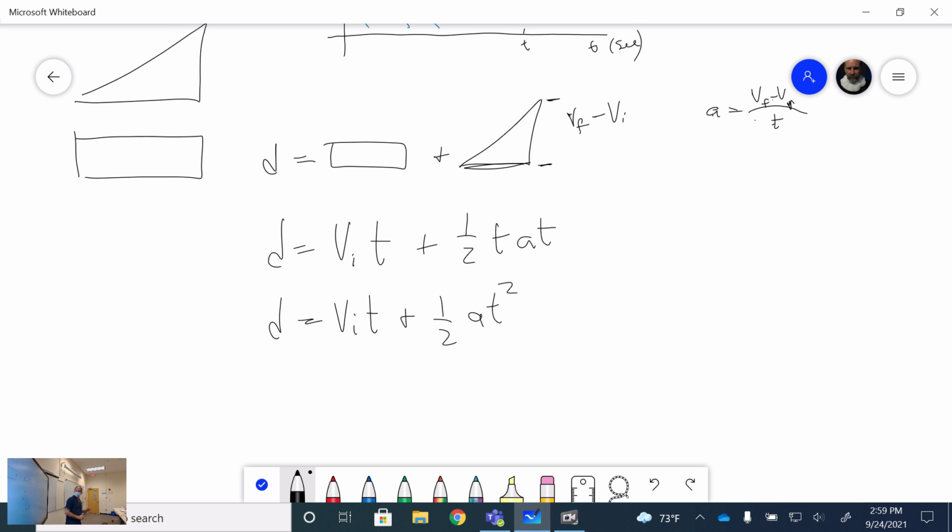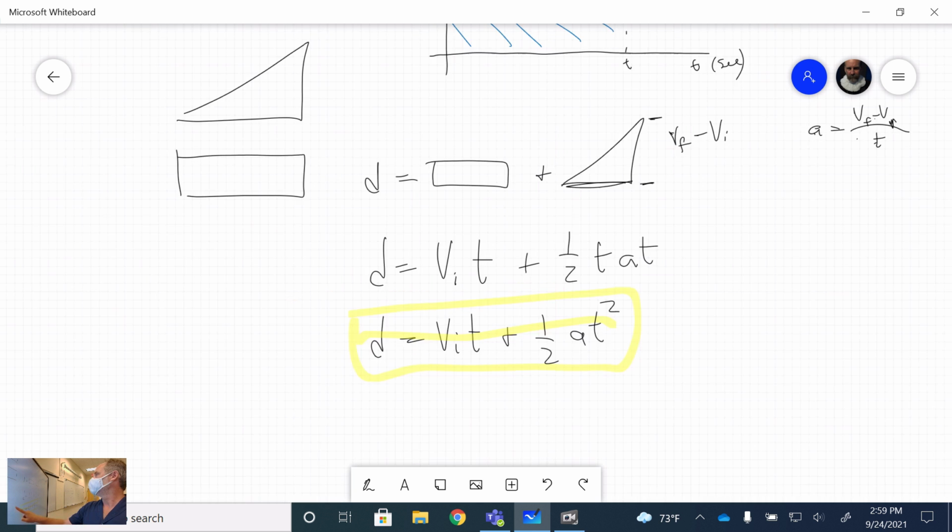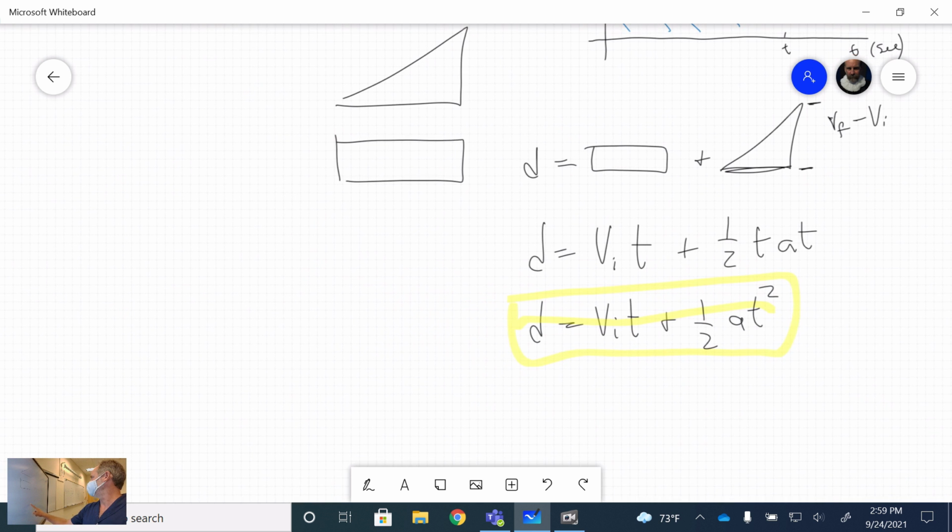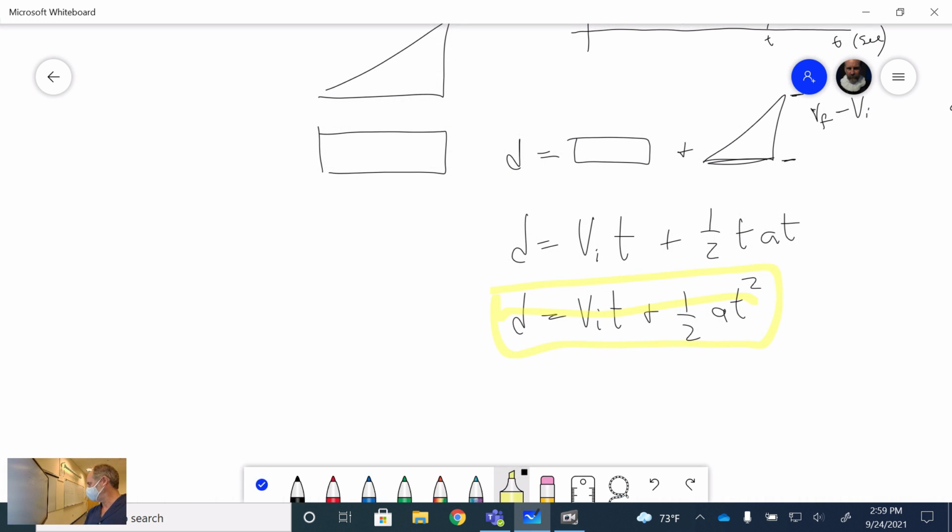But wait, there's more. So here's one, right? This is the one we just did. But once we see this in terms of these shapes, we can do that. We could say, oh wait. So D is going to be equal to big rectangle minus top triangle.